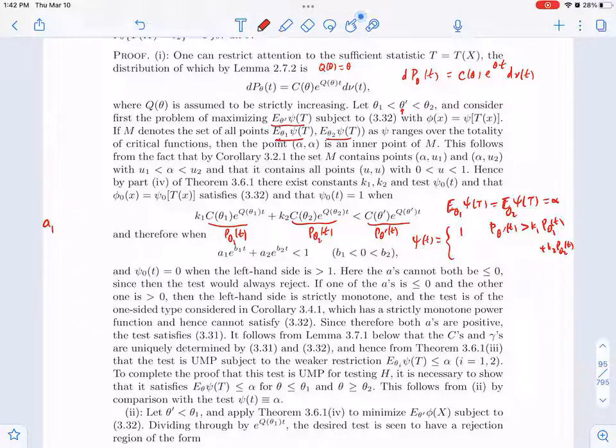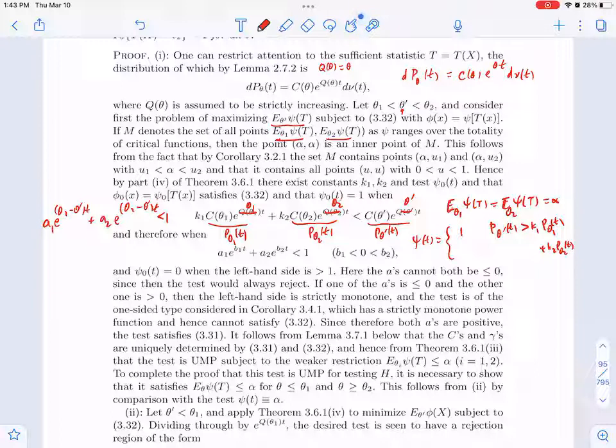For simplicity, this is just theta 1, theta 2. This is theta prime. So I get A1 e to the (theta 1 minus theta prime) T plus A2 e to the (theta 2 minus theta prime) T less than 1. One of them is negative, one of them is positive because theta prime is between the two. So B1 is negative, B2 is positive.